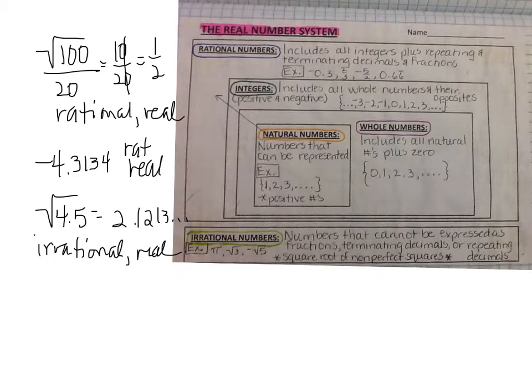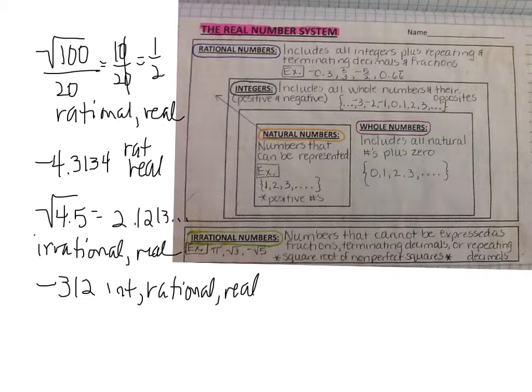Negative 312. Okay, is it a positive whole number? No, so it's not natural, it is not whole. Is it an integer? Yeah, it's a whole number and it's a negative, so that's fine. That falls in the integer category, so we're going to call it an integer, a rational number, and real. Good.